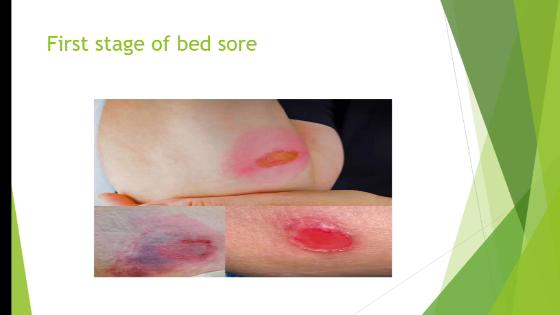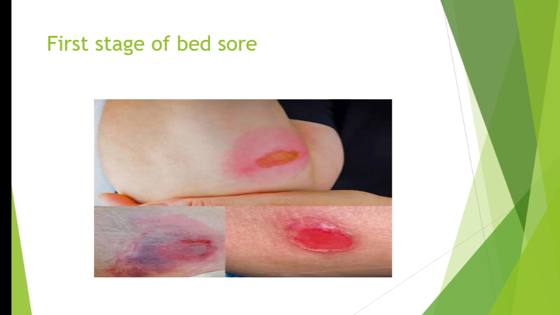If we talk about some theory, you can see this picture, that is the first stage of bed sore. In the first stage of bed sore, the skin is intact but shows redness. There will be redness, but the skin is not broken. It is intact. The area may be painful, firm, soft, and warmer or cooler compared to surrounding tissues. That is the first stage of bed sore ulcer.